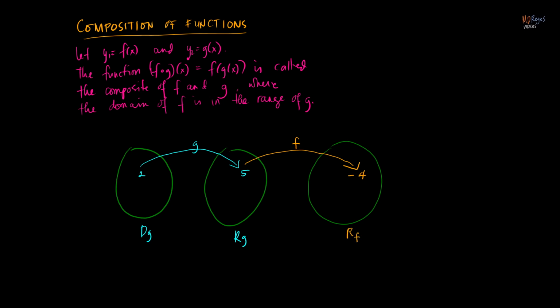And then the domain of f must be in the range of g. So this is the domain of f. It must be a subset of the range of g. So f circle g would be this. This is f circle g. That says that 2 goes to -4 straight. So that's how a composition of two functions looks like when you try to visualize it.